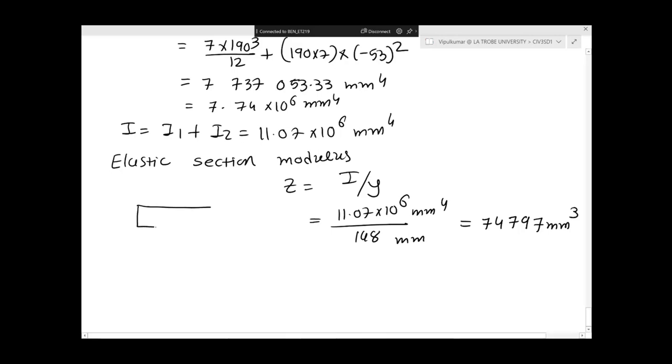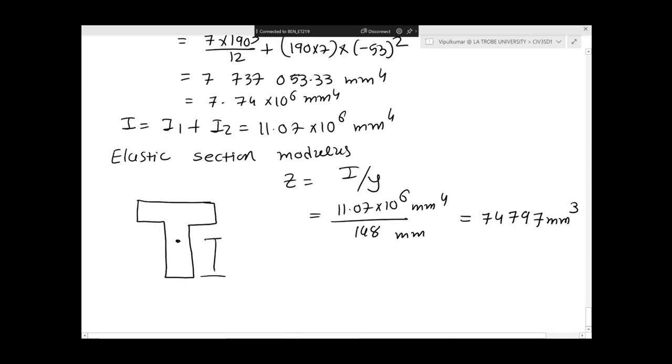Because if you look at this, there are two extreme fibers. One is here, another one is here. Do you agree with me that I could take y equal to 52? There is no rule saying 148 only. Right? Do you agree with me that Z can be found using 148 and 52? Now it depends again on what you are designing. Let's say for the reinforced concrete beam.